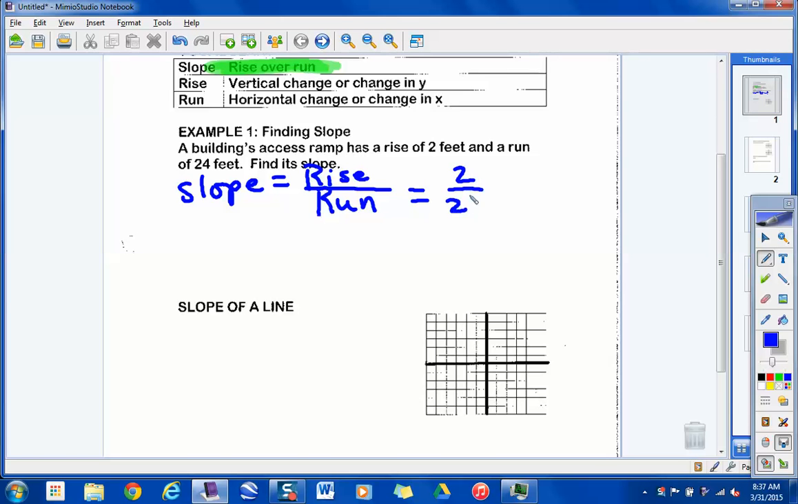Now you guys may be going back to that simplification calculator at some point on your Chromebooks, but 2 over 24, what's that going to reduce to? 1 over 12. Whenever you want to simplify, 2 would go into both of them, right? Yeah. So your slope's going to be 1 over 12.